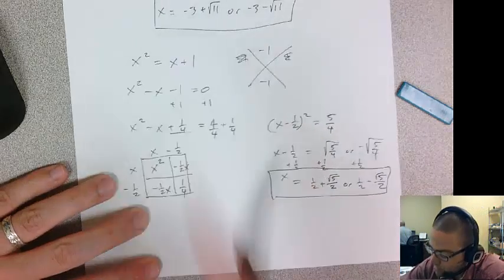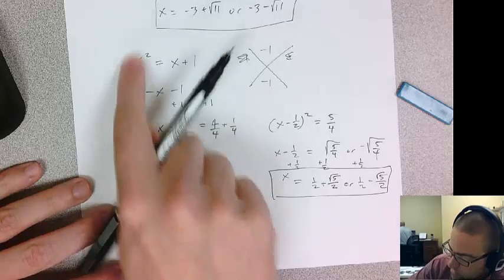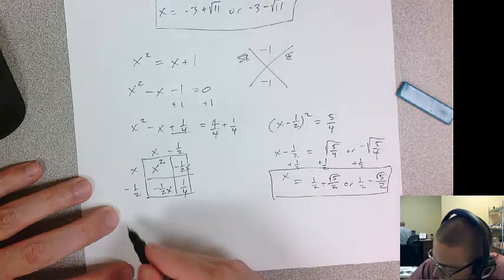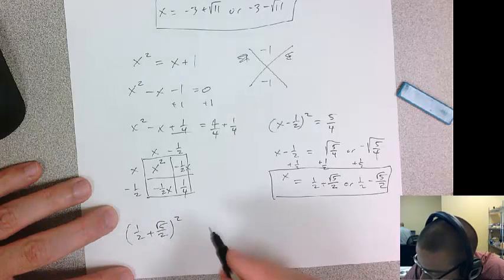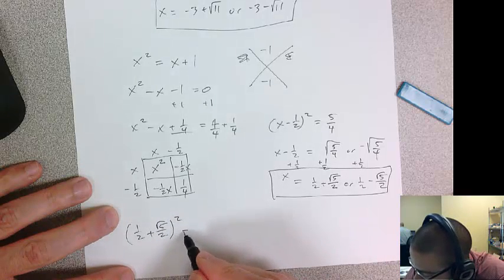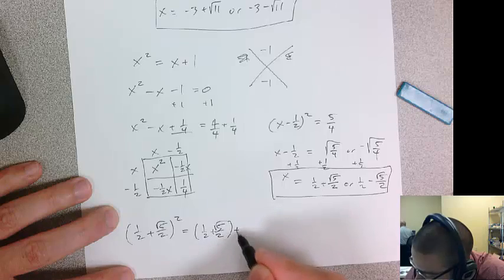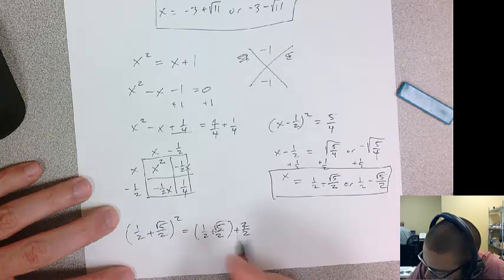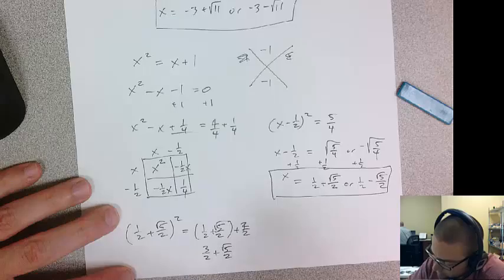And you could even plug these back in and check that this number, 1/2 plus the square root of 5 over 2, when I square that number and I take that number and I add 1 to it, it is the same. So let's just do that. 1/2 plus the square root of 5 over 2. I'm going to square that, and I'm going to add 1 to it. So 1 is the same as 2/2. So I have 3/2 plus the square root of 5 over 2. Okay, is that side of the equation?